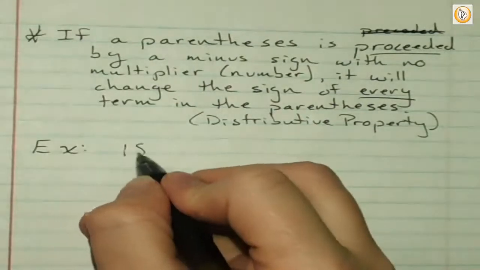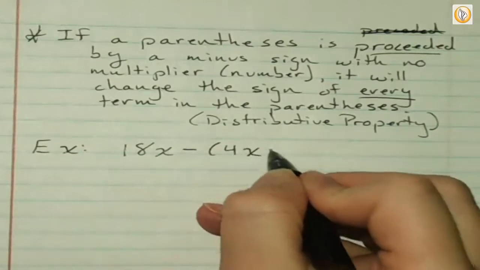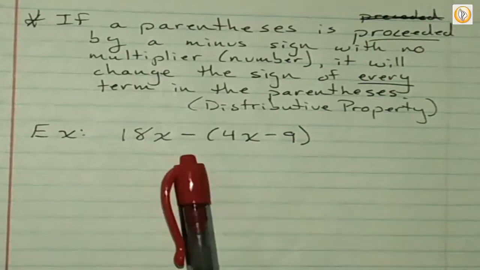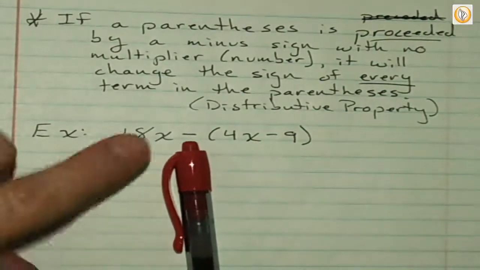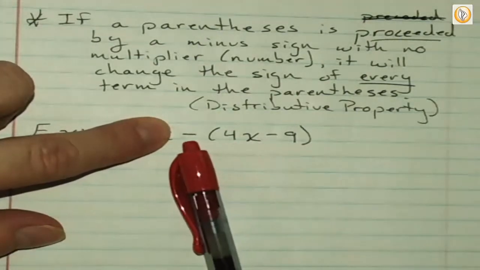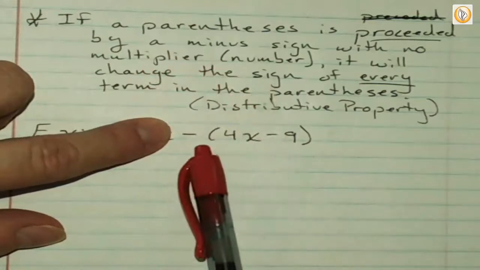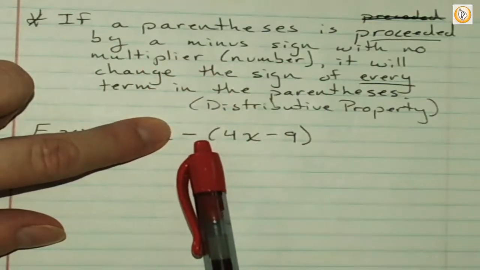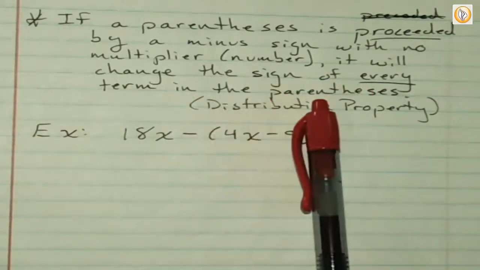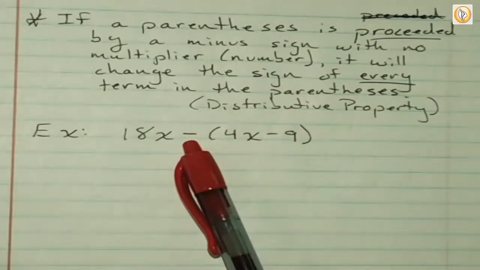For example, 18x minus the quantity 4x minus 9. This is what they're talking about. This negative sign right here. If it precedes the parentheses, meaning it's at the beginning, and there's no multiplier, meaning no number right here, then it will change the sign of every term in the parentheses. You're basically doing distributive property with that negative sign.